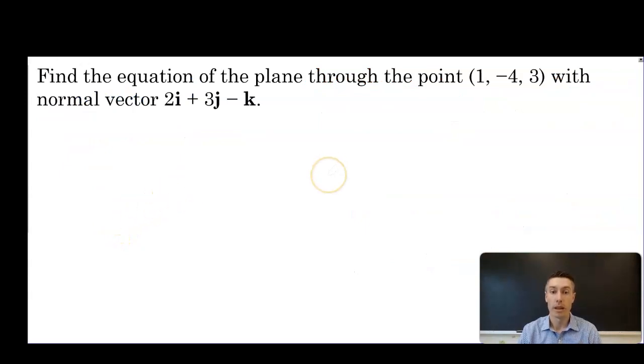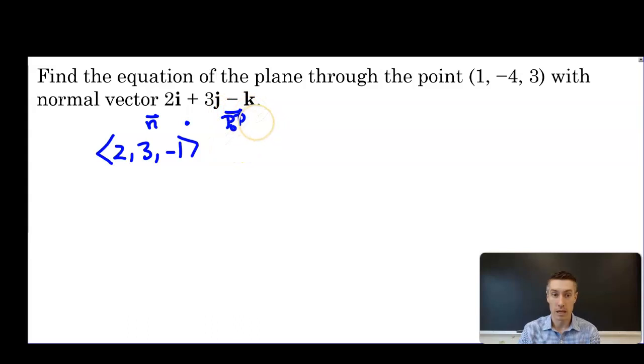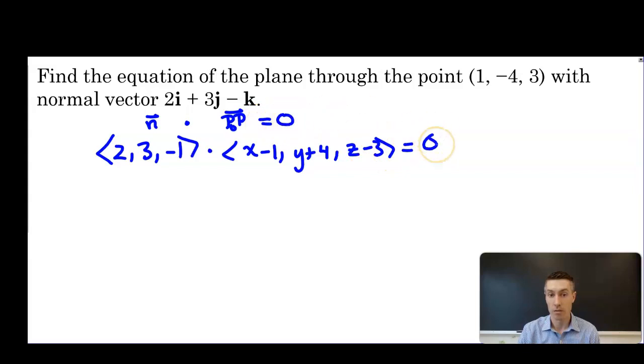Okay, so find the equation of the plane through the point 1, negative 4, 3 with normal vector 2i plus 3j minus k. Okay, so we're going to take a general point in the plane and create a vector with the fixed point we know, right? So we know 1, negative 4, 3. We'll use the general point x, y, z. Okay, so our normal vector 2, 3, negative 1. Right, that's our normal vector, dot with p naught p, which in this case is x minus 1, y plus 4, z minus 3 equals 0.